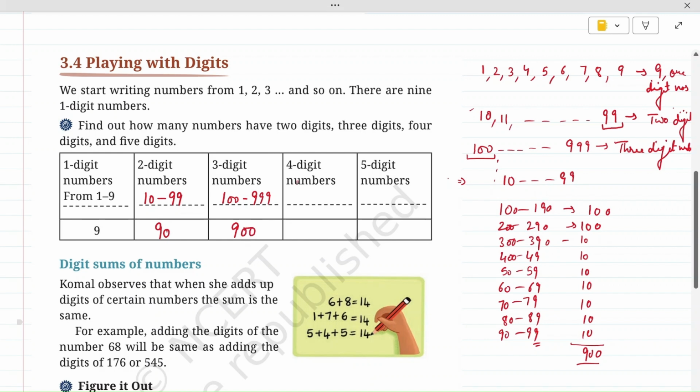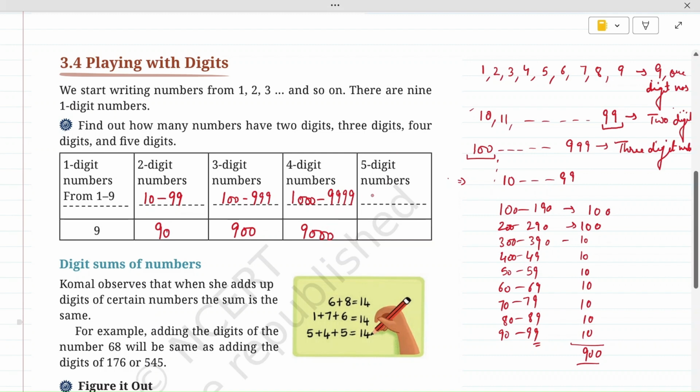This is done. Now for the 4-digit number. So the smallest 4-digit number is 1000 and the largest 4-digit number is 9999, and directly we can write we have 9000 numbers in this range.